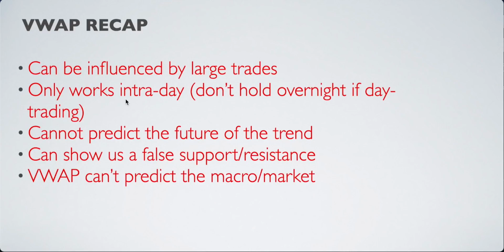And of course it cannot predict the future and can show us many false areas of support and resistance. Plus everything goes out the window if a tweet from Elon Musk comes out or a bit of stupid news, then that will obviously just change where the market is. And then technical indicators do go out the window.